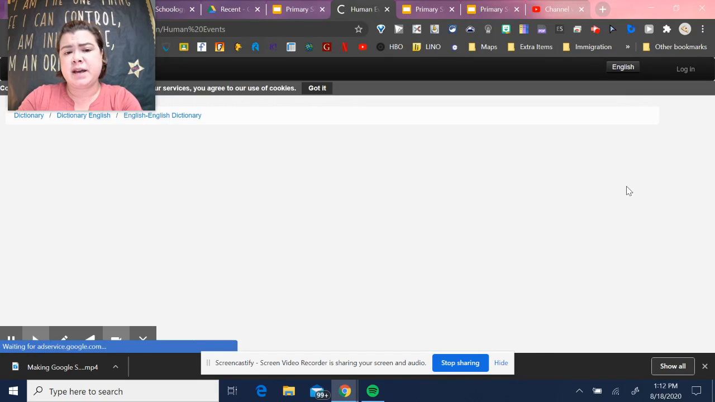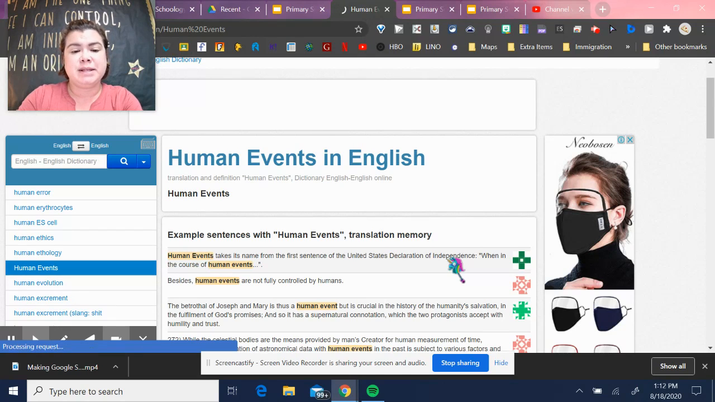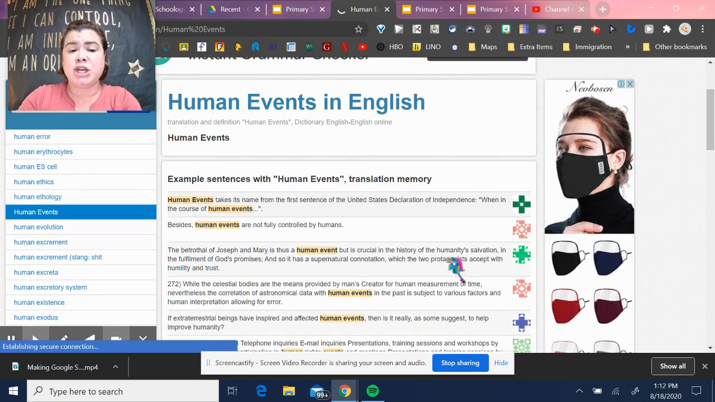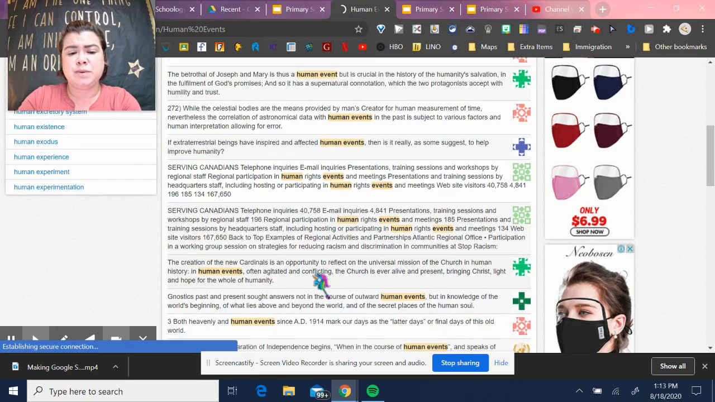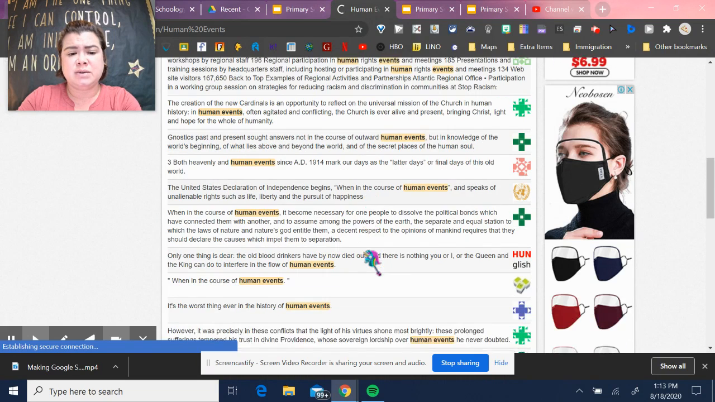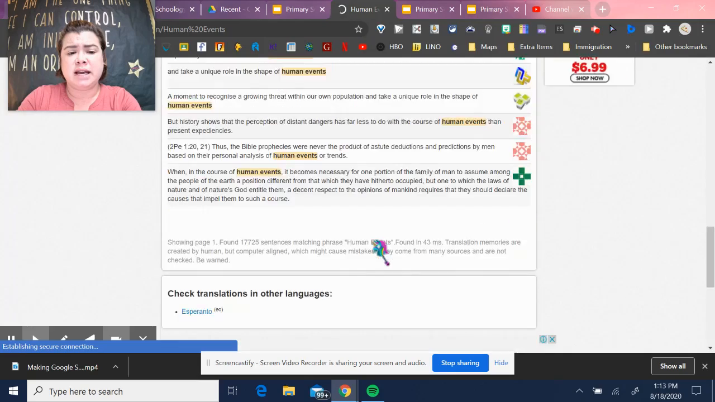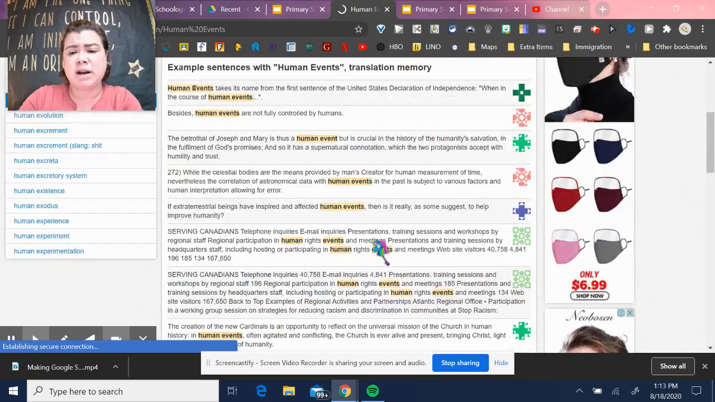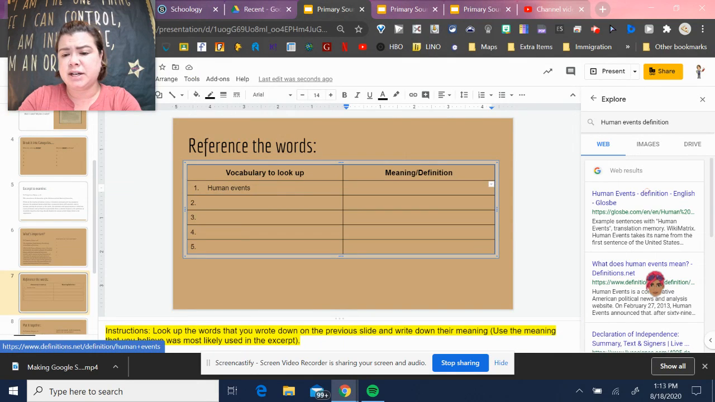Okay, so human events definition, it states here, human events takes its name from the first sentence of the United States Declaration of Independence. Besides, human events are not fully controlled by humans. Okay, so there's multiple listings here about using human events. So maybe what I might want to use is something that will give me a better idea of the answer. So this doesn't really give me a whole lot right here. So maybe I need to go back and find a different definition.